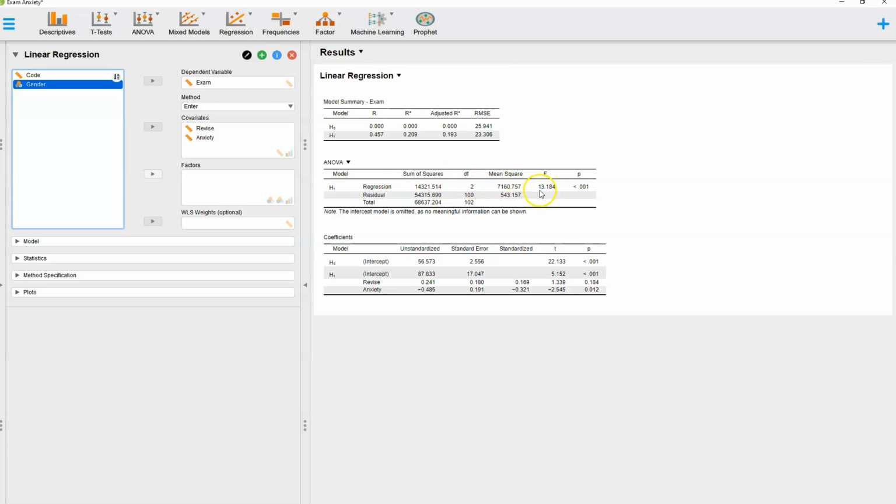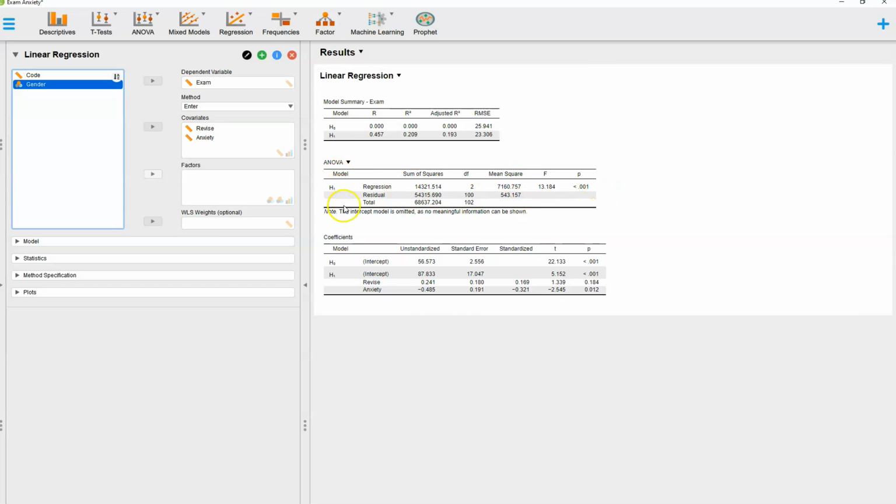We'll look at our F statistic and our p-value, and those both look fine. We know that our variables are able to predict some of the variability in the exam score, and we know that that's going to make us much better off than if we just use the mean.